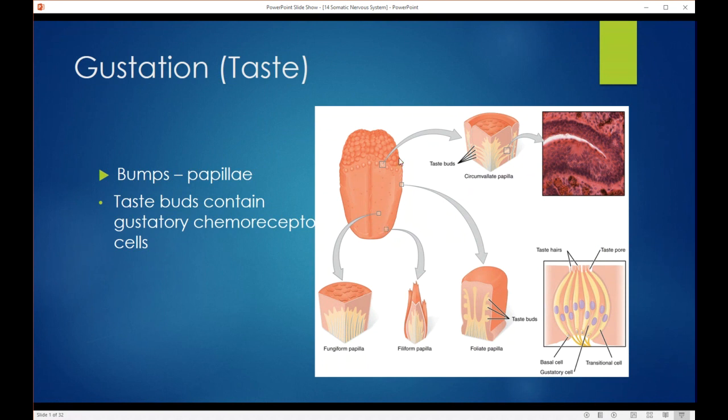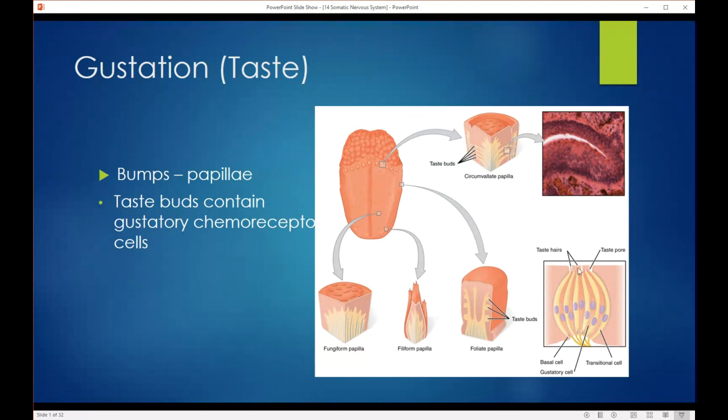We have different ones. So back here, along that back part of the tongue, you have what are called circumvallate papilla. Along the edge in the back, you have foliate papilla. You have filiform papilla towards the front, and then sort of in the center, you have the fungiform papilla. And they're all shaped differently. Okay? And so you'll see here, you have all of these gustatory cells.